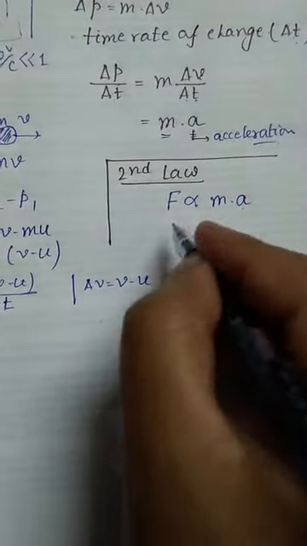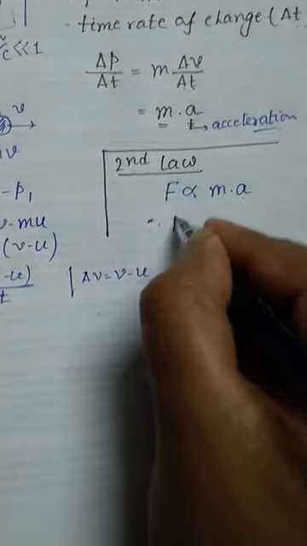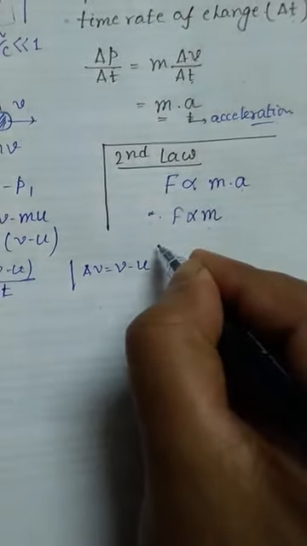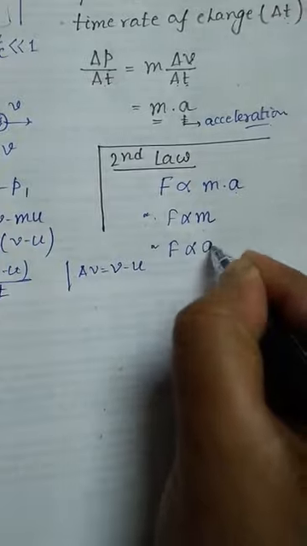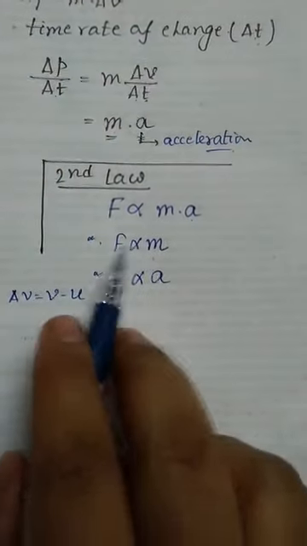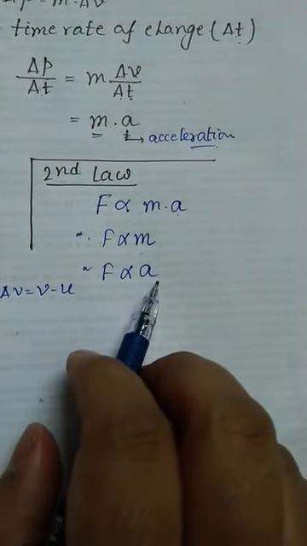So from here what can we write? From here we can write F is proportional to m, and F is proportional to a. Force is proportional to mass, force is proportional to acceleration.